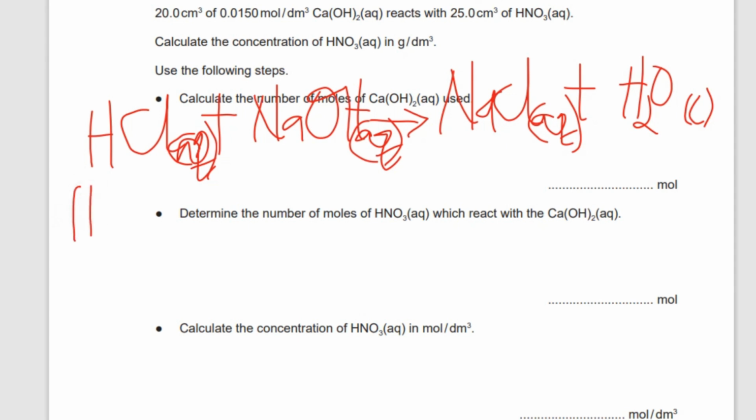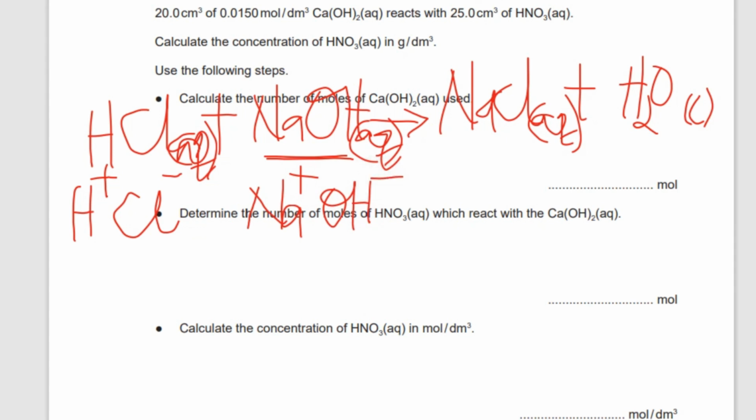So you have hydrogen ion, it dissociates to hydrogen ion and the chloride ion. Okay, then sodium hydroxide is an ionic compound. Because it's an ionic compound, in a solution it is going to exist as ions, sodium ion and the hydroxide or the OH ion.